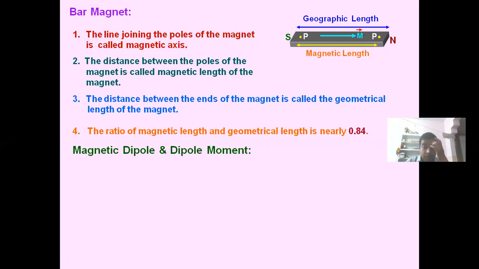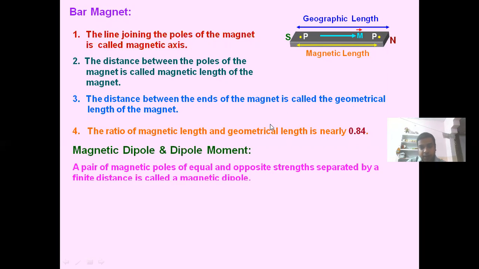So now, a current loop which is acting as a dipole. So this is also a dipole. So what would be the magnetic dipole moment in context with a bar magnet? That we will calculate, and that is given by... First, let's say this: a pair of magnetic poles of equal and opposite strength separated by a finite distance is called a magnetic dipole, called a bar magnet also.